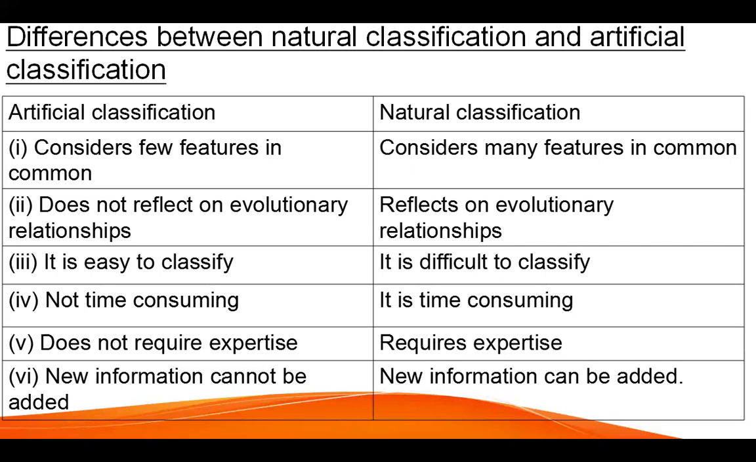And the last one is that new information cannot be added in the artificial classification since you observe only the external features. So it means that what you see today can be the same even tomorrow. So there are no changes and it is easily recognizable, while in the natural classification, new information can be added, so it leads to changes from time to time.